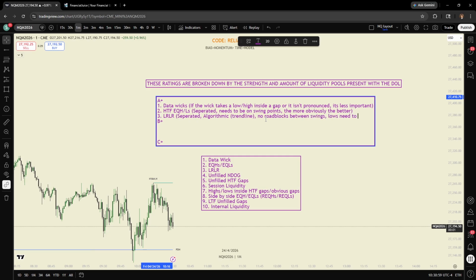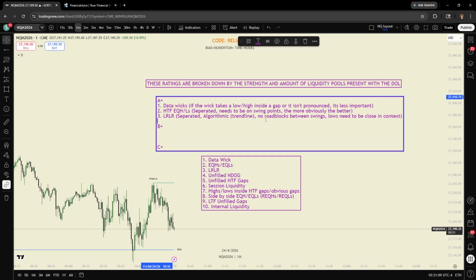Lows need to be close together or close in context. Depending on the volatility, depending on where VIX is at, sometimes our ranges will be bigger, which allows you to broaden how close those swing points need to be.